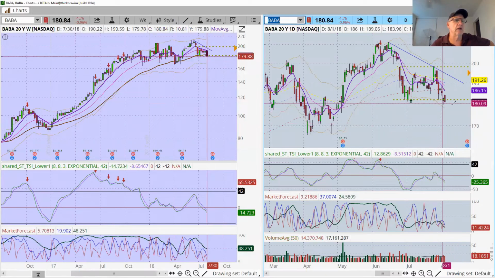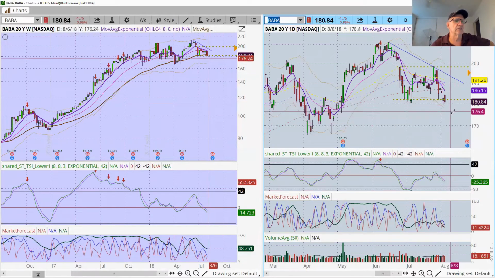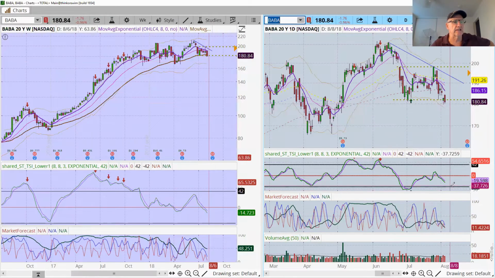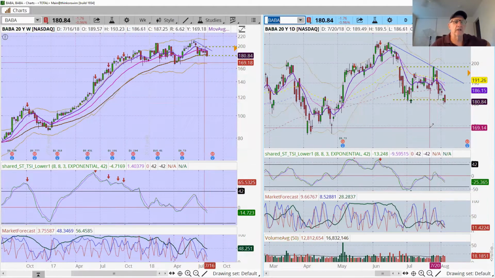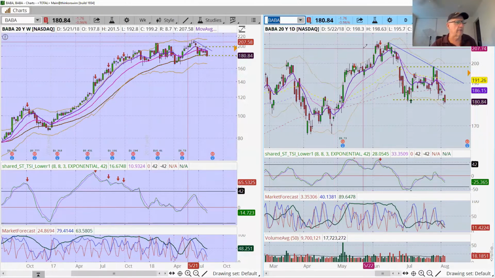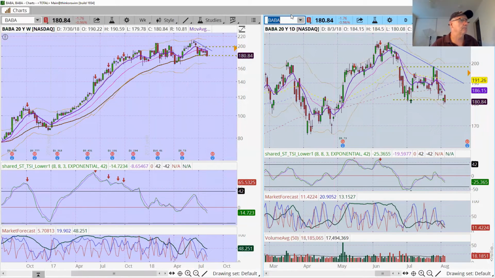Now, between now and then, if we get down somewhere within 175 and 170, and our TSI gets down here towards the negative 40 level, we may say, hey, we may get a really quick 5 or 6 day run on BABA. But until we get those things setting up for us, I will stay away from BABA with regard to a pre-earnings run.